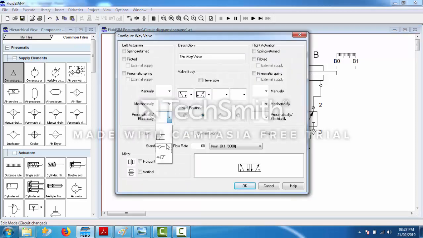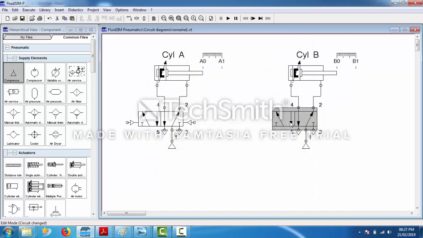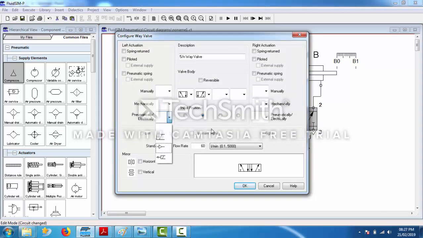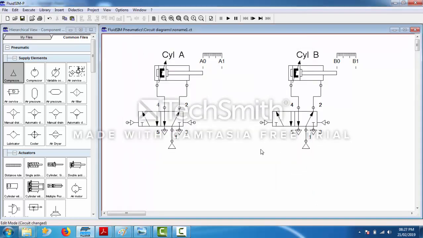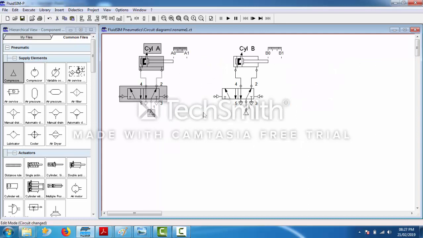What is the symbol for this? This is the symbol for pilot operated. So the pilot operated direction control valve is what we have drawn over here for cylinder A and cylinder B. So this part is done.